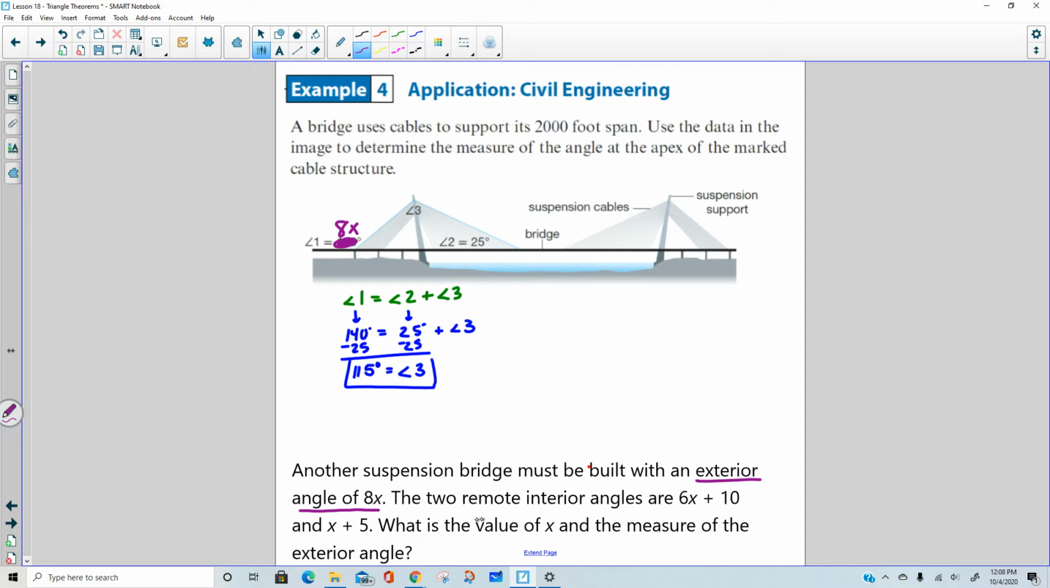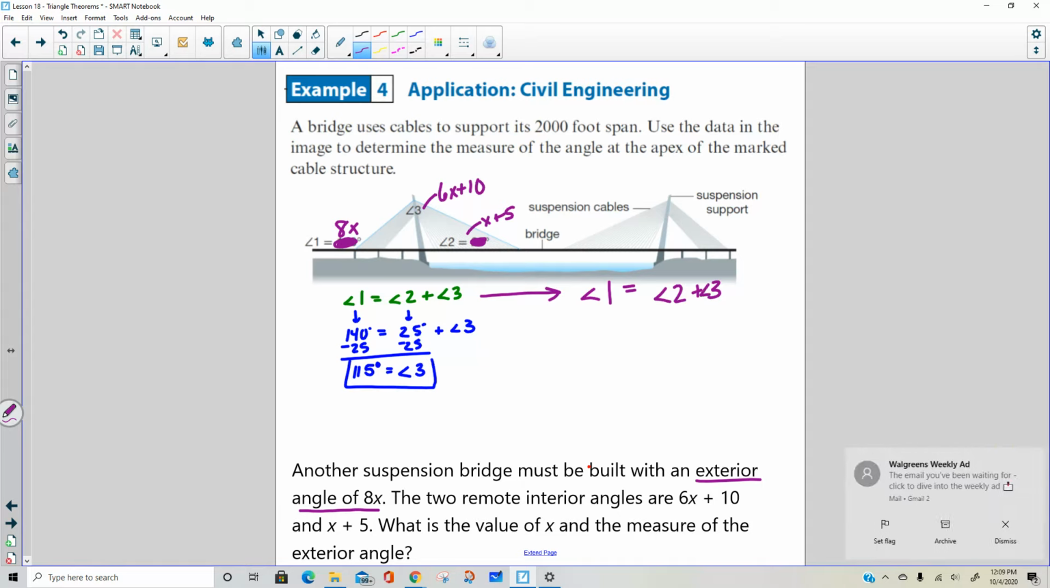All right, continue reading. The two remote interior angles, okay, that's angles 2 and 3, are going to be 6x plus 10. So let's just drop this in here. 6x plus 10 in degrees. And angle 2, let's erase that or scribble out the 25 and put x plus 5. So you see how it's going to work the same way? Start with the same equation, the same idea. The exterior angle, 1, is the sum of the two remote interiors, angle 2 plus angle 3.